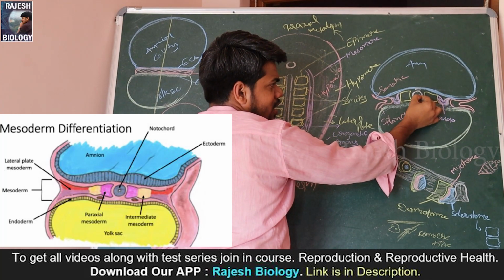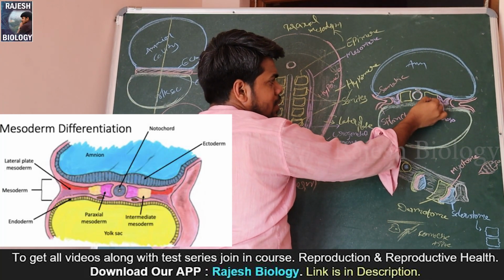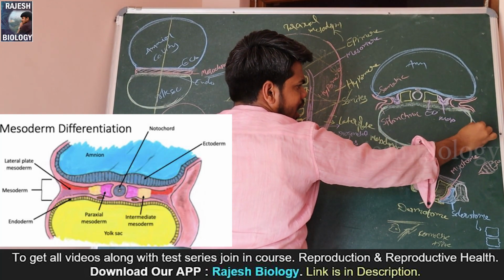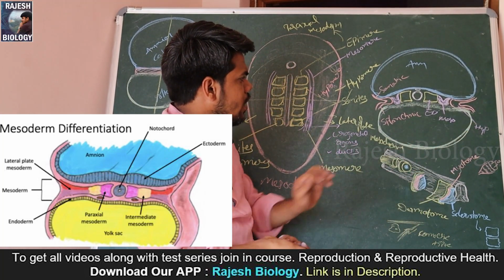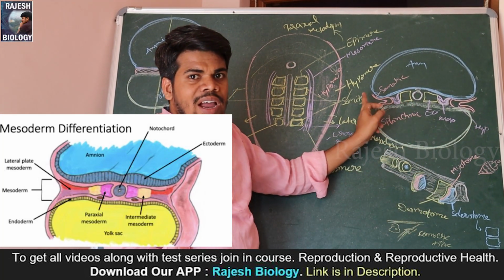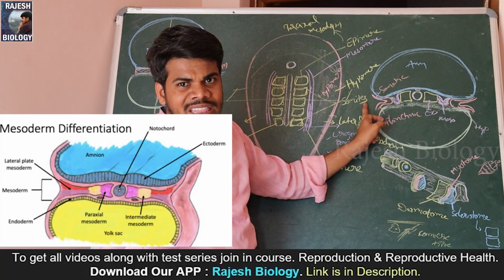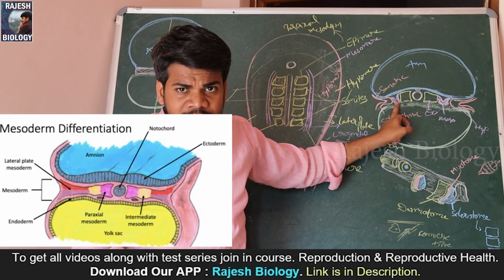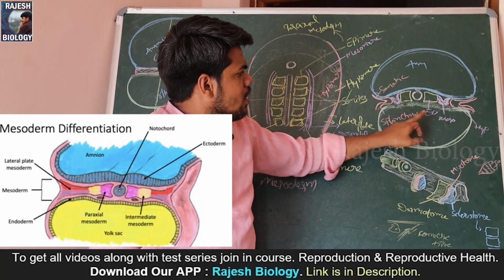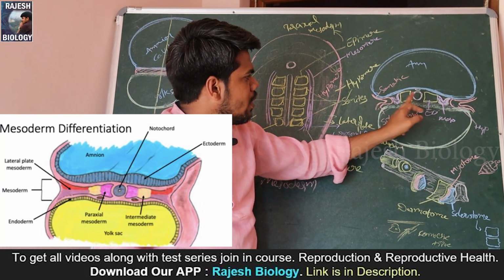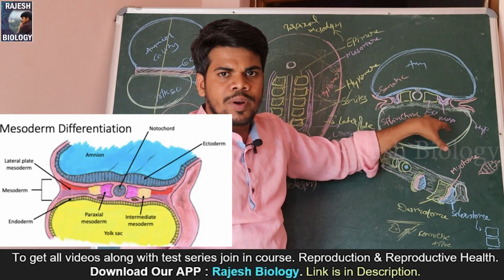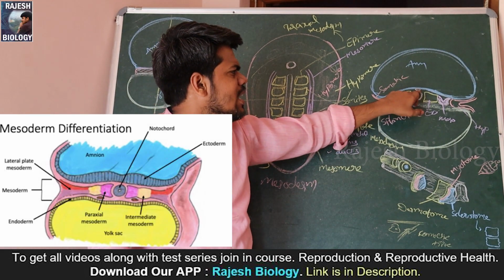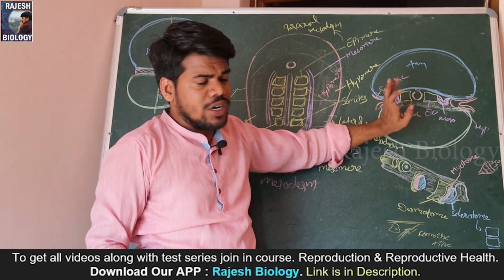And on either side of the notochord is the paraxial mesoderm, that is the epimer. And last is the hypomer. Near the notochord, the epimer. And last, the lateral plate mesoderm, that is nothing but the hypomer. Between the hypomer and epimer, there is a groove mesoderm, that is the mesomer. Epimer, mesomer, hypomer are present on either side of the central notochord. And above it is the neural tube, and this is the notochord.